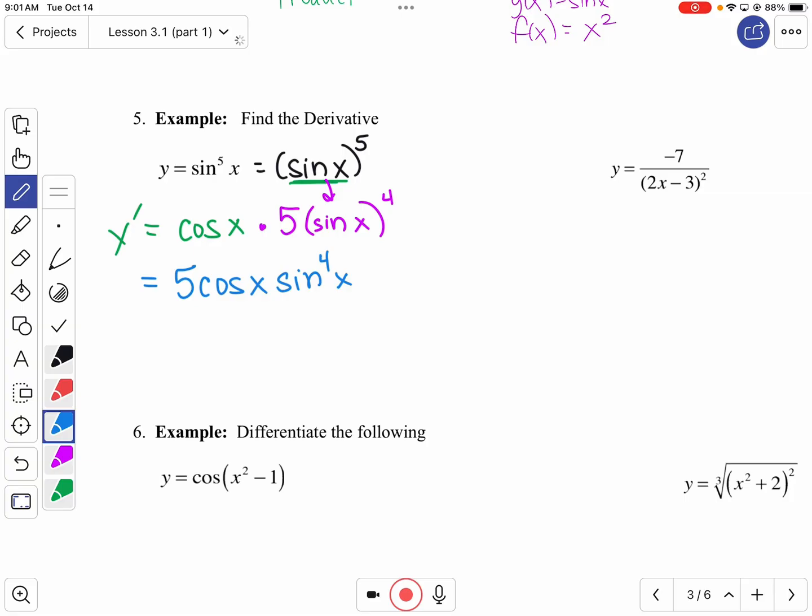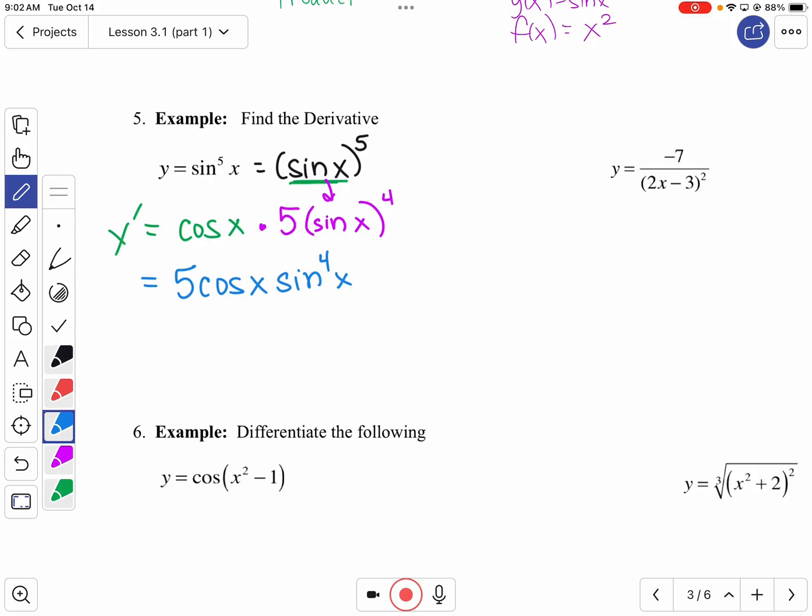Okay, so what did we do? We take the derivative of the inside, that's my first part. Okay, cosine. We take the derivative of the outside. The outside is something to the 5th power. So 5 times that something to the 4th. What was that something? It was sine of x. Okay, so we keep the original.